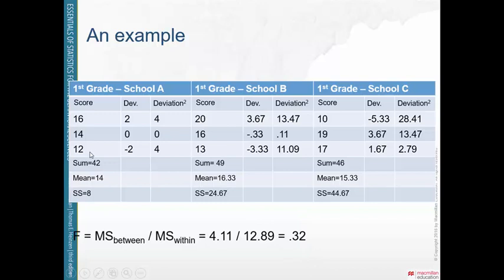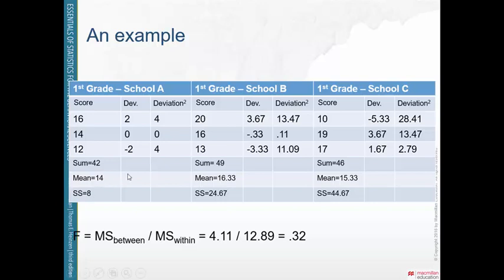There's really very little difference, or little effect, of school on math test scores. Okay, and if you recall, remember the mean squares between over mean squares within. The between group variability, if you recall, was talking about the difference between the means, so 14, 16.33, 15.33. How much difference is there between the means? And that between group variability is a measure of your treatment effect, of your independent variable.